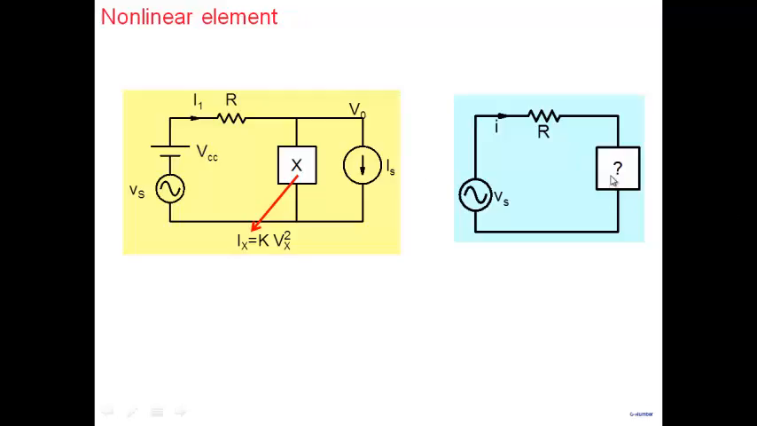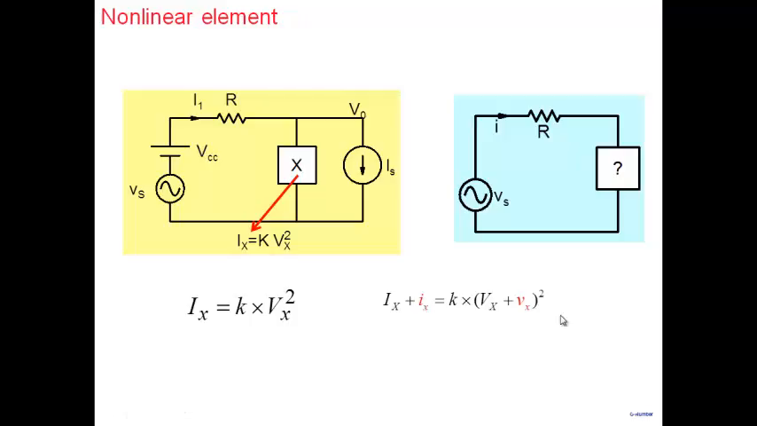Anyway, let's try and build the incremental model of this element X. How do we do that? This is the general relationship of this particular element: Ix, the current flowing, is K times Vx squared. Our method of building an incremental model is to change this. Vx is now made up of some base or nominal value plus an incremental value. In red is shown the incremental change. This is the nominal value, whatever is the DC or base value of the voltage across it. And this is the incremental change in Vx. This is the normal DC current flowing through it, and this is the incremental change in the current here.